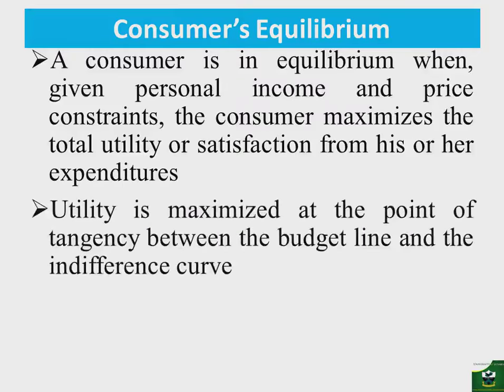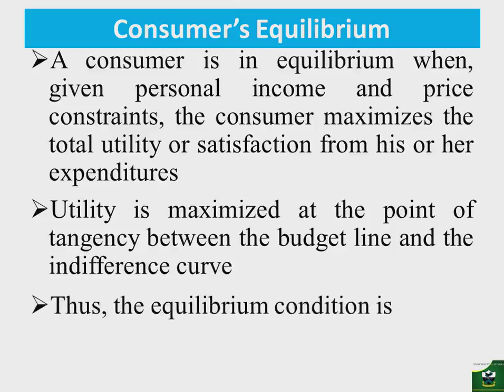Now, utility is maximized at the point of tangency between the budget line and the indifference curve, meaning that when we find the slope for the indifference curve and the slope for the budget line, where the two are equal, that defines the consumer's equilibrium. As such, the condition for equilibrium is that the marginal rate of substitution for good x for y, which is the slope of an indifference curve, must be equal to the negative of the price ratio of the price of good x and the price of good y, which is the slope of the budget line.